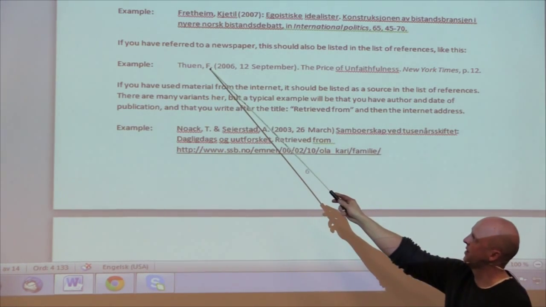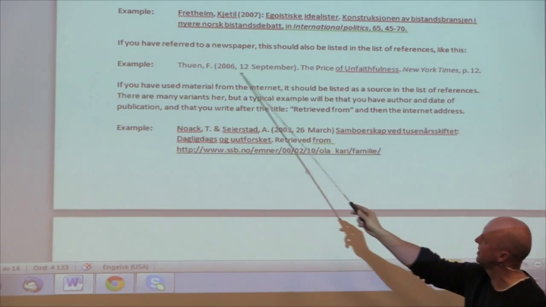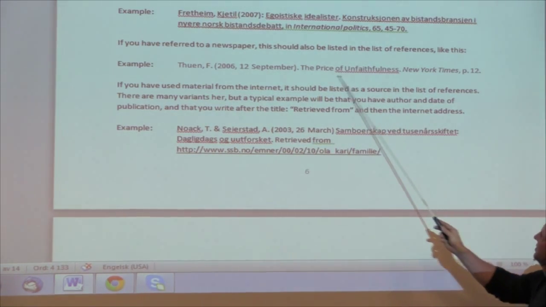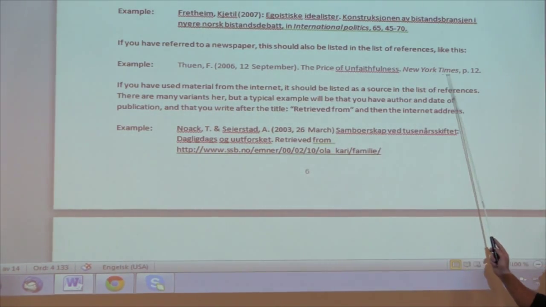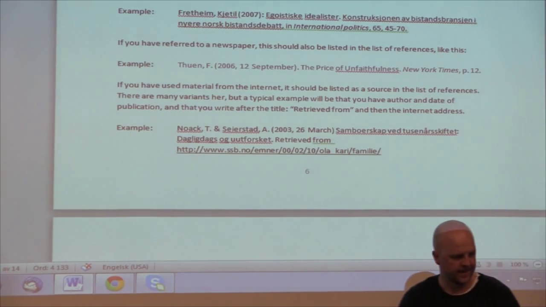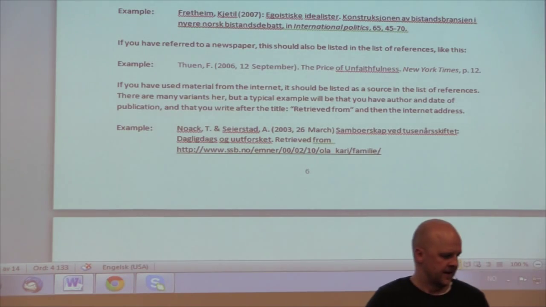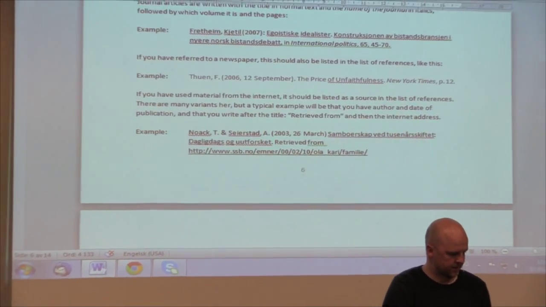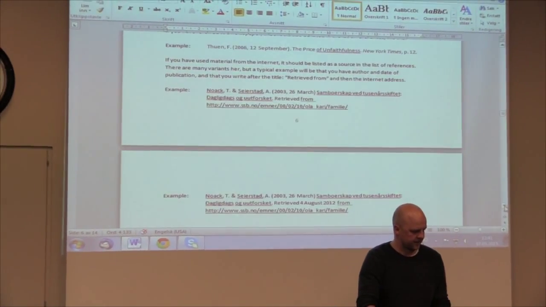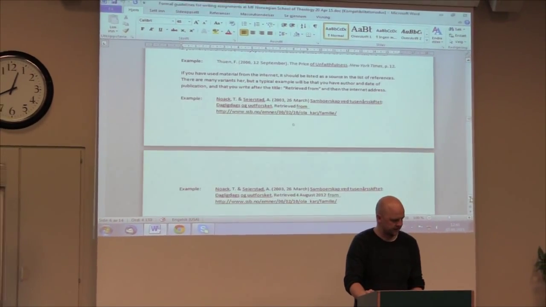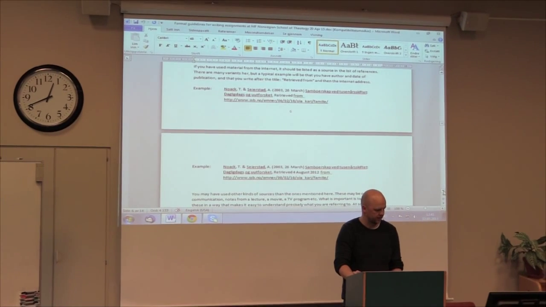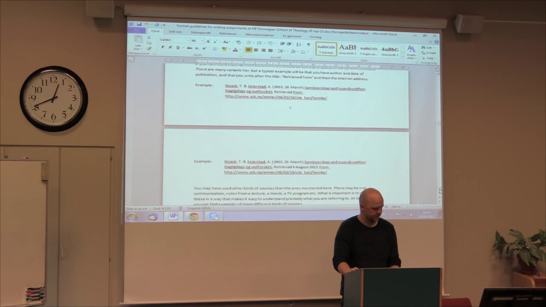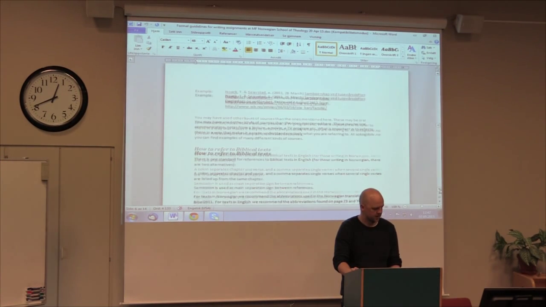If you refer to a newspaper, you list that as well. Here's the author of the article in the newspaper. This is the date that the newspaper came. Here is the title of the article, and then the name of the newspaper and which page it was on. Yes, I did mention how we want to put internet references. These are the same that we looked at before, so I'm skipping them now.